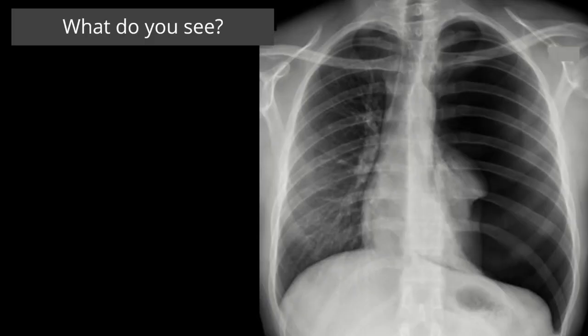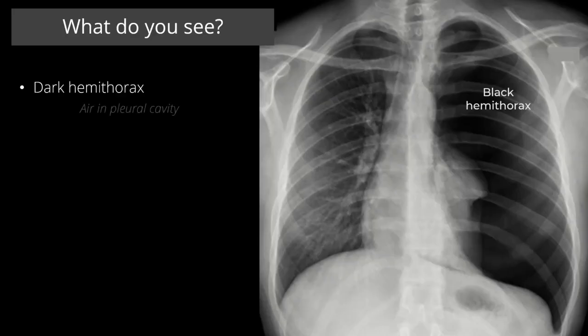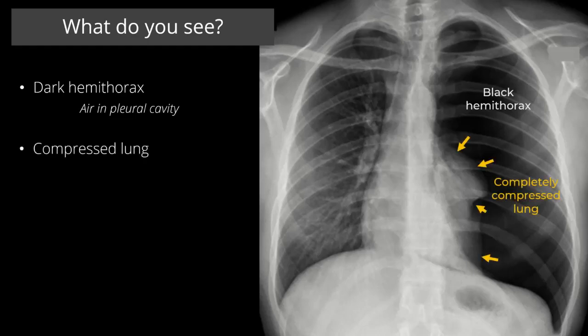So, what's going on with this patient? First, you should note the very black hemithorax. This is due to air in the cavity and absence of lung tissue. As the lung is compressed here, so this is a pneumothorax. However, let's also see the additional findings.